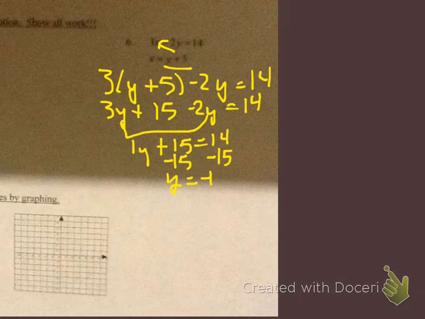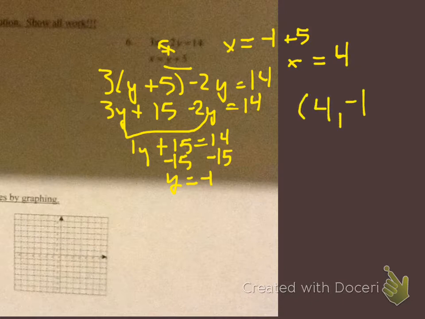Then I can put the negative 1 back in place of that second equation, the one that said x is equal to y plus 5. It really doesn't matter which one, but that one's easier. And then say negative 1 plus 5 is 4, so then my answer is x equals 4, so then I would say my final answer is 4, negative 1. X is first, y is second.